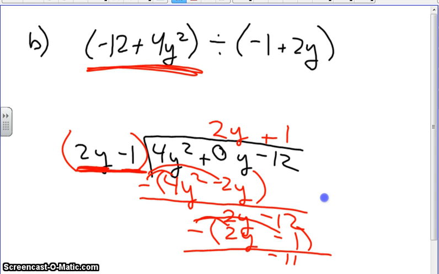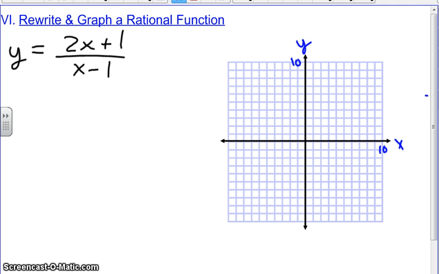And so there's our remainder, negative 11, which we can say is, we can subtract 11 over 2y minus 1. Or we could write plus negative 11 over 2y minus 1. Either way. Questions? Okay, so this is where we get to use our division and then graph. And you're going to really see how easy this is.